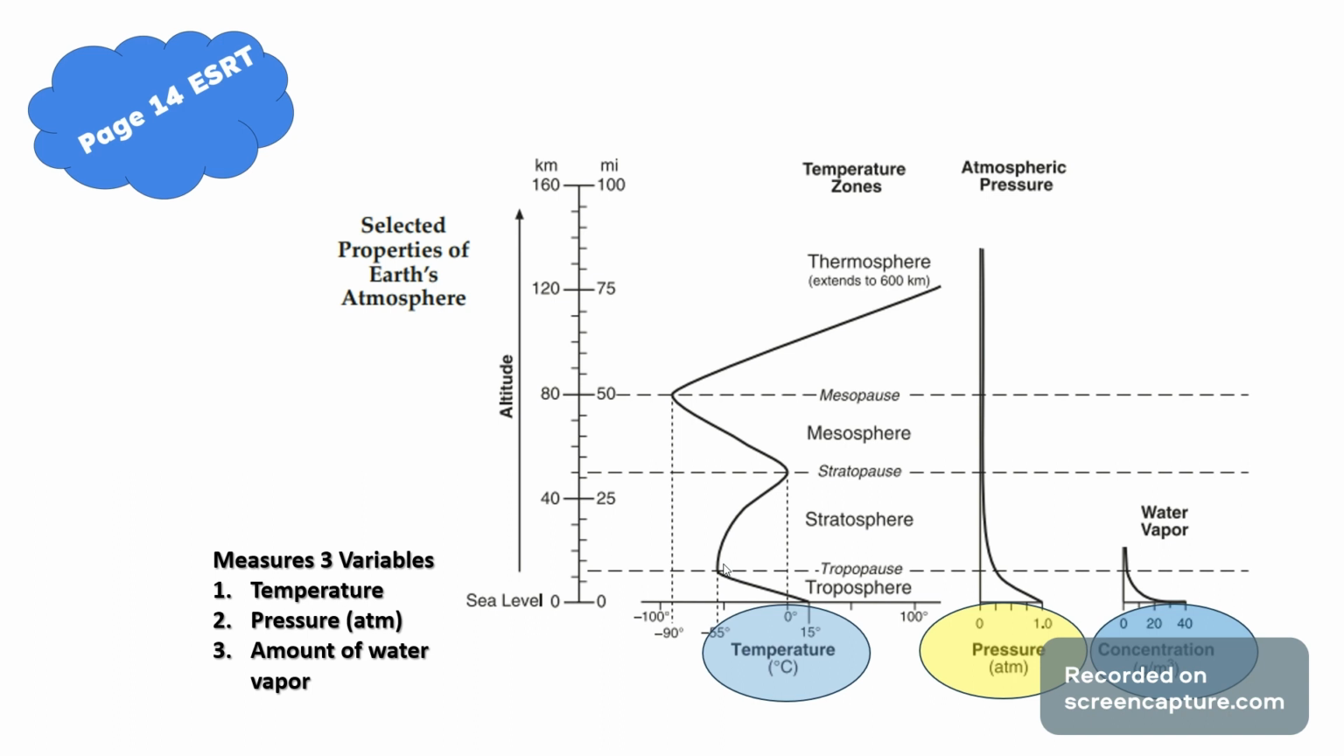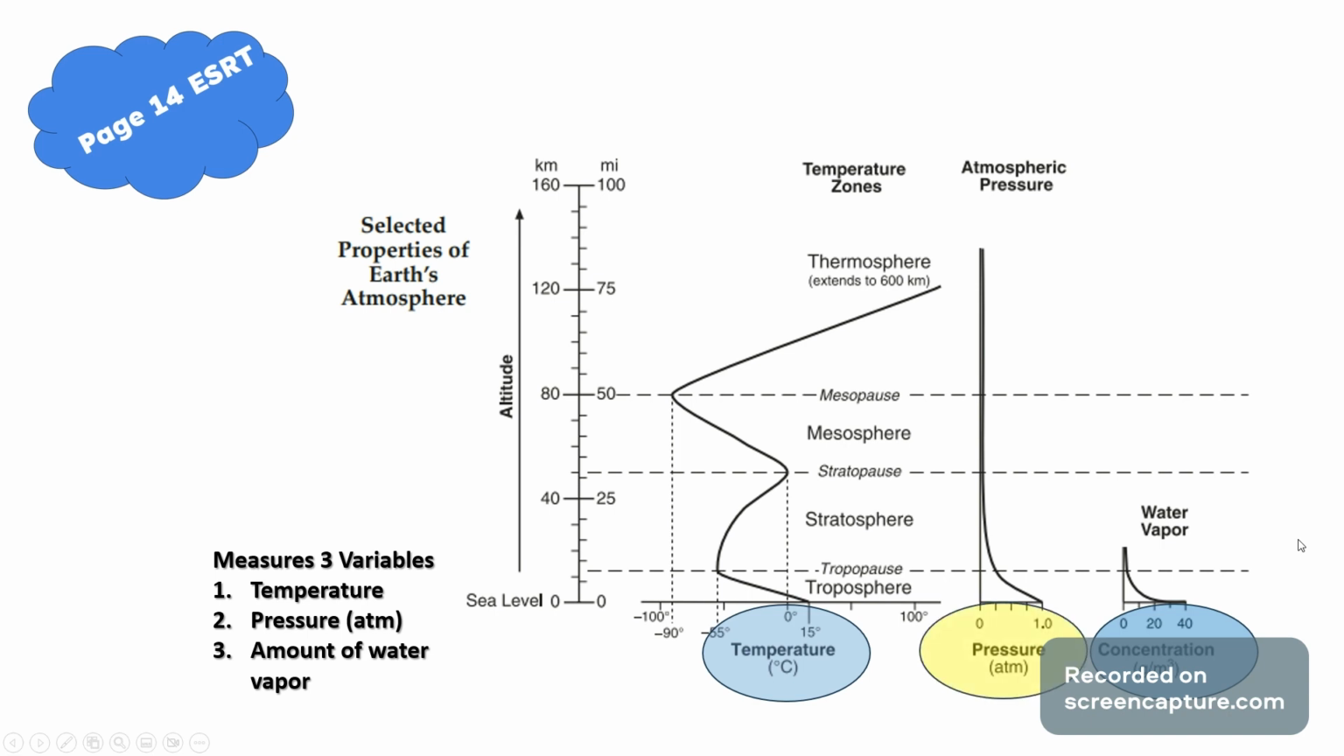So you could be asked, is the temperature of the air increasing or decreasing in the mesosphere? You would find the mesosphere and then notice the line for temperature moves to the left. That is a decrease in temperature as the altitude increases.